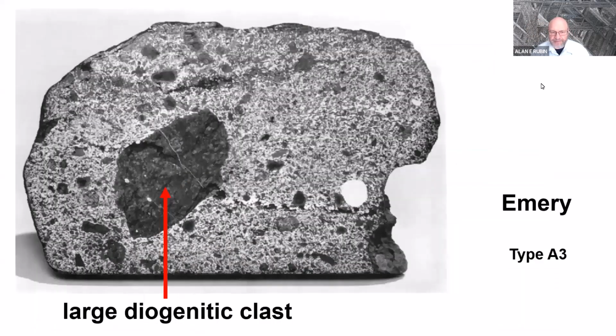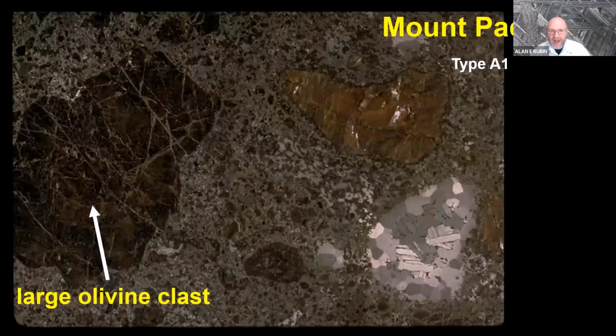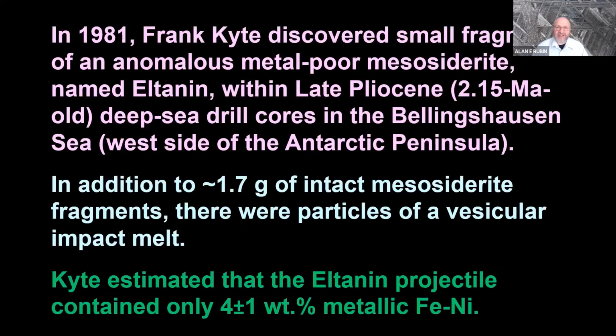Here's a large diogenitic clast in the Emery mesosiderite. This is very rich in orthopyroxene. Here's Mount Padbury, a type A1 mesosiderite. Here's a large olivine clast. Mount Padbury contained olivine clasts up to 10 centimeters in size.